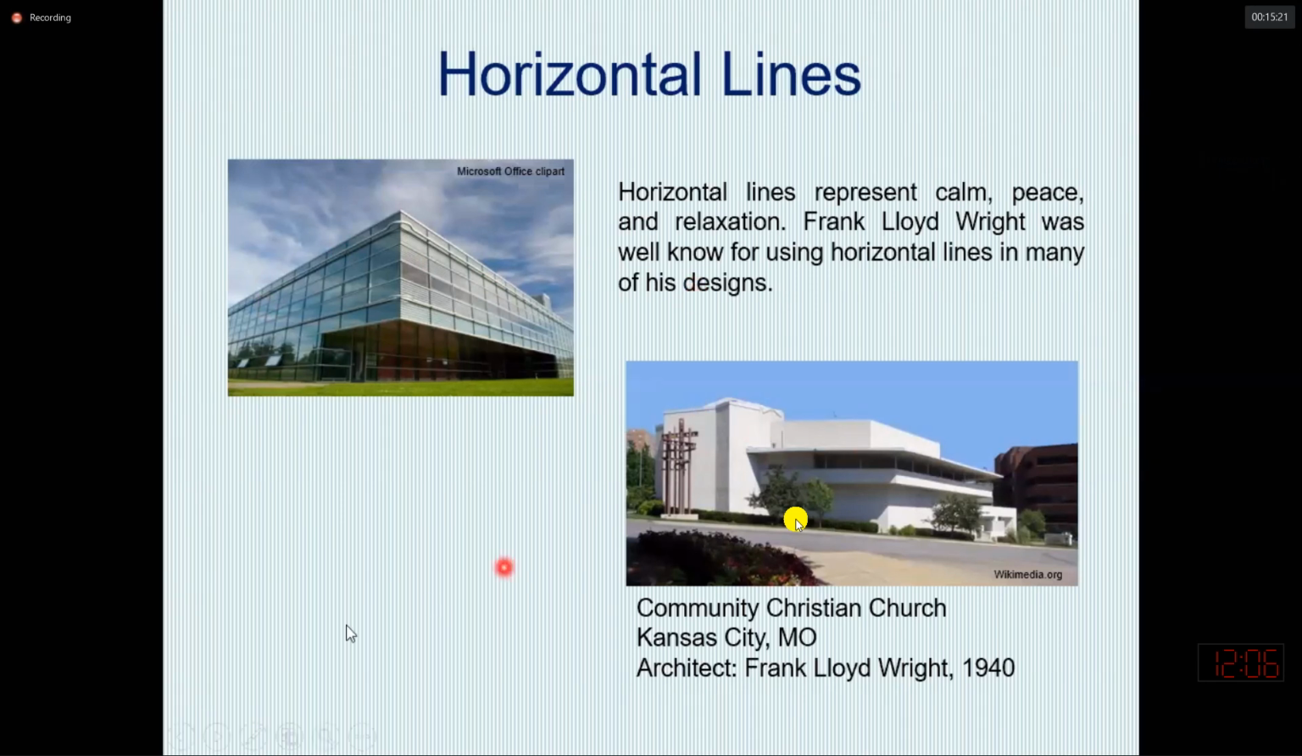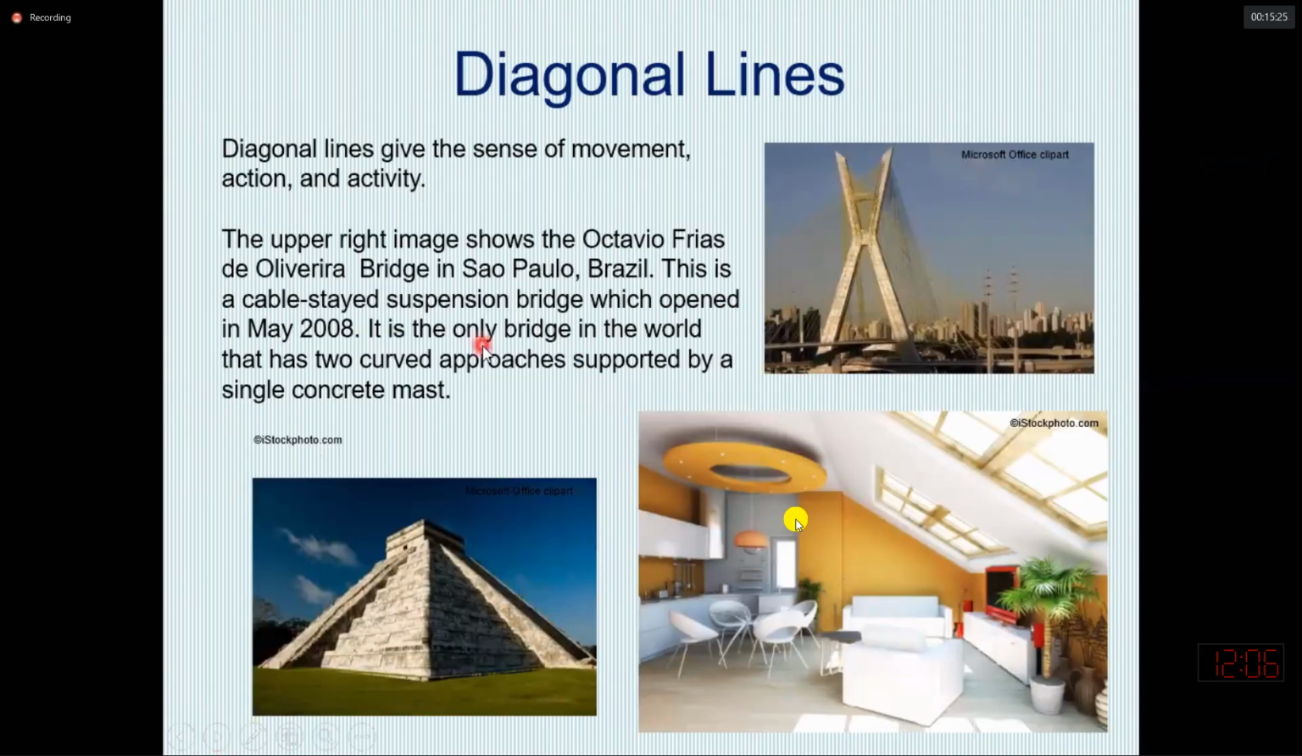White color is also one of the indicator of a calmness. Then use of diagonal lines in the interiors and as well as the exteriors. Diagonal lines are usually associated with the activity. The first image here shows us the sense of movement.